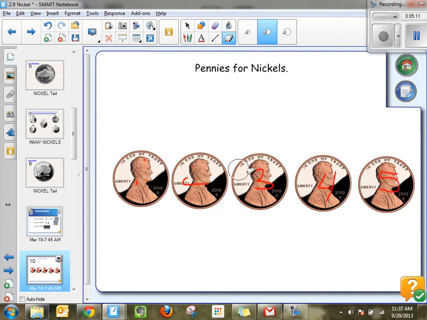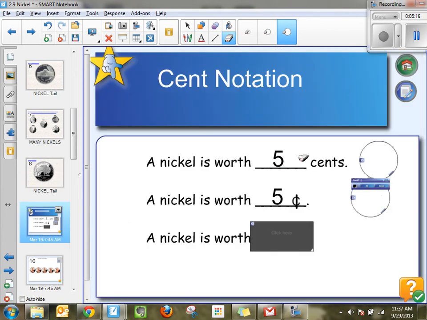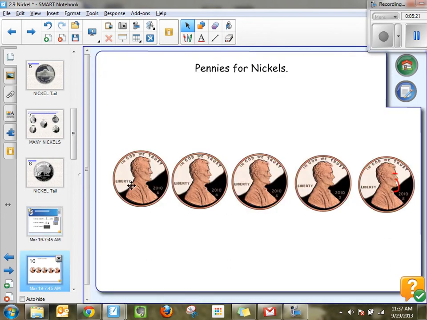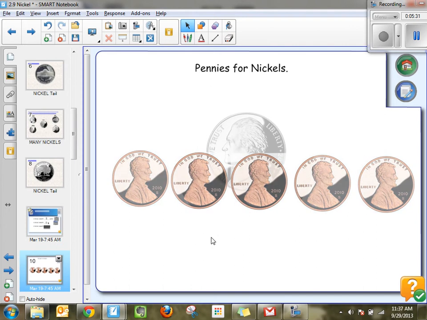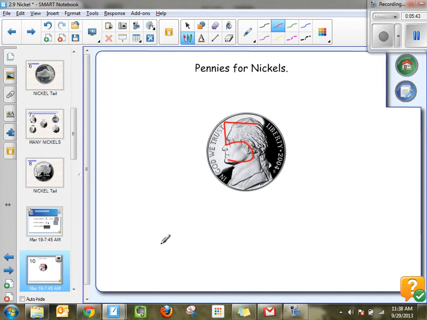And if you remember from just this last page that we just did, I said a nickel is worth 5 cents. A nickel's worth 5 cents. So that is why I put 5 pennies on here, because if I were to take 5 pennies, I can trade 5 pennies for 1 nickel. They both mean the same exact thing, because a nickel is worth 5 cents and 5 pennies will be worth 5 cents as well.